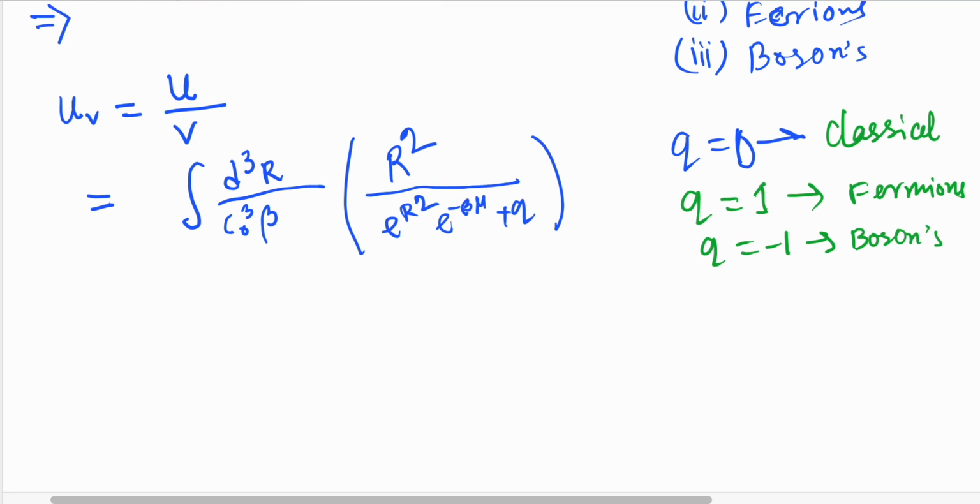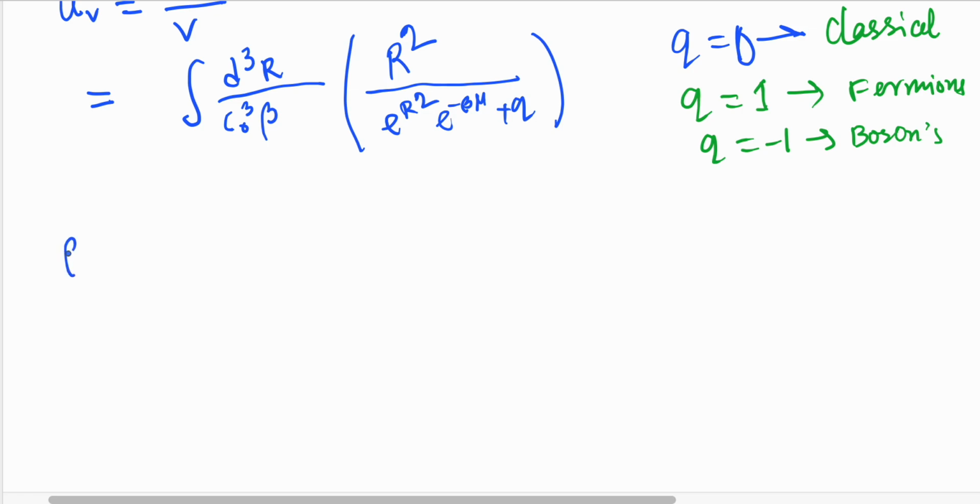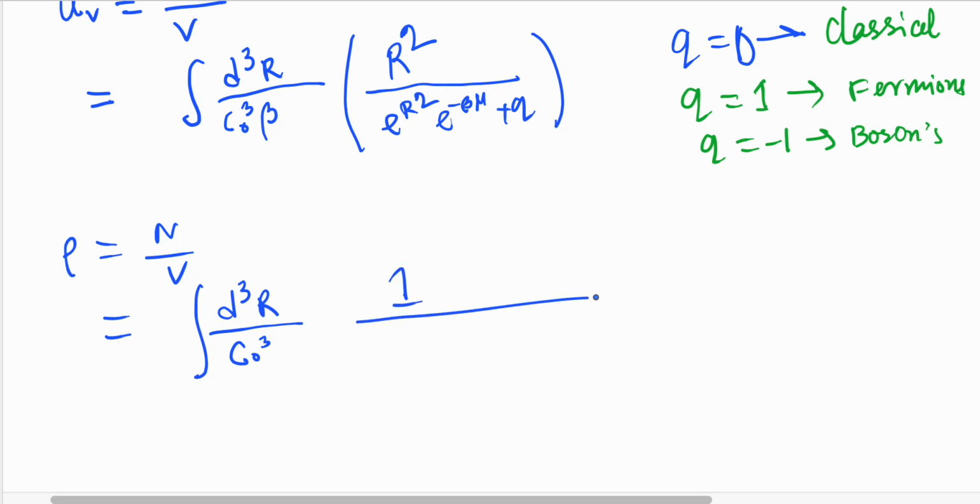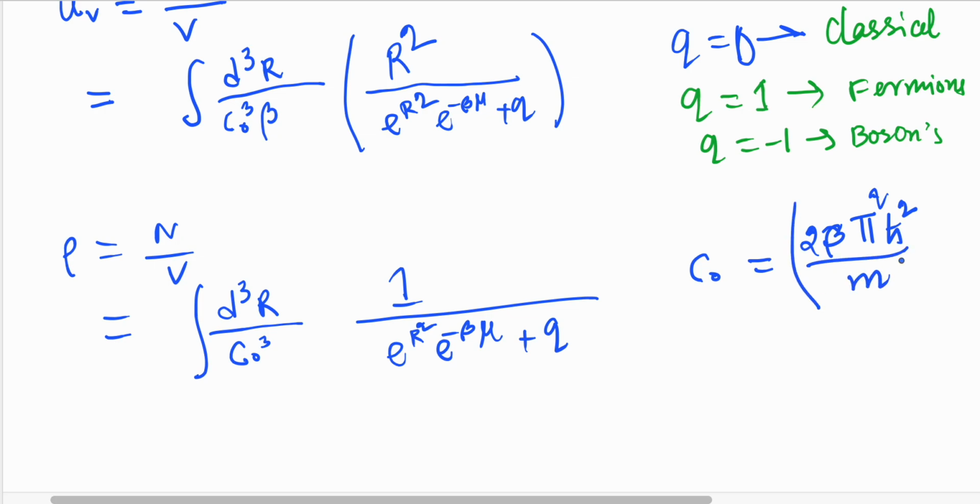Okay, now similarly you can write the expression for the number of particles per volume, which is actually the integral of d cube r by lambda0 cube, 1 by e to the power r square e to the power minus beta mu plus q, where lambda0 is called the thermal wavelength, which is (2 beta pi square h cut square by m) to the power half. This is called the thermal wavelength.